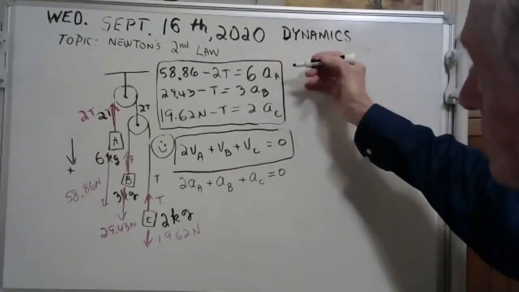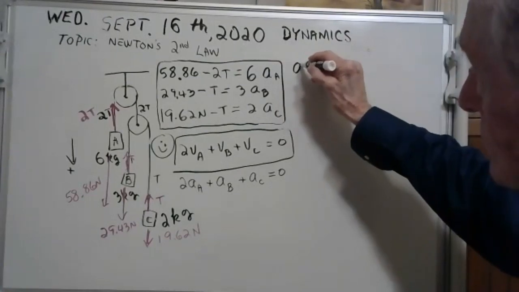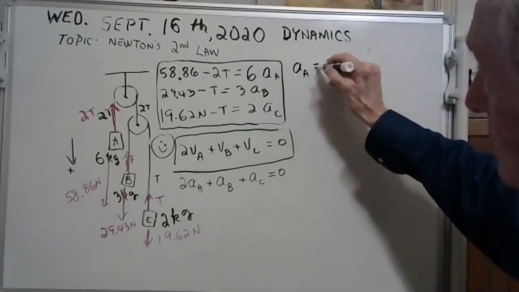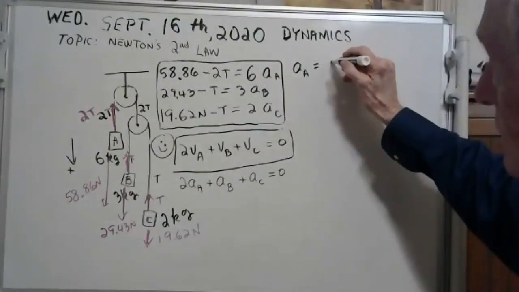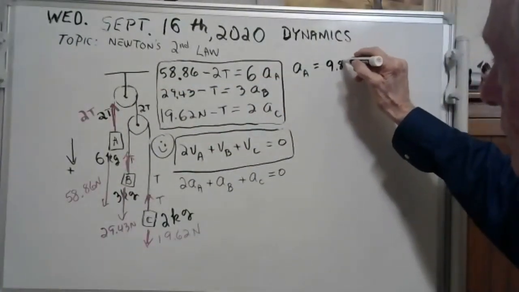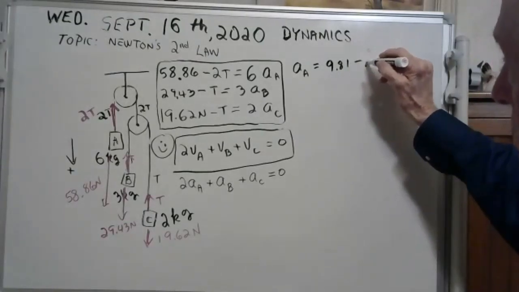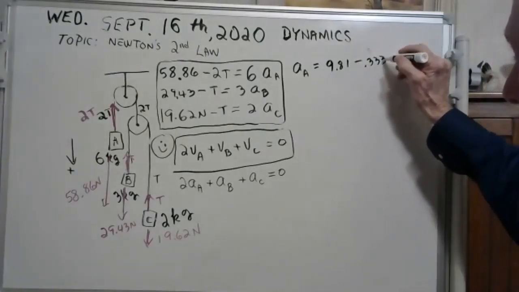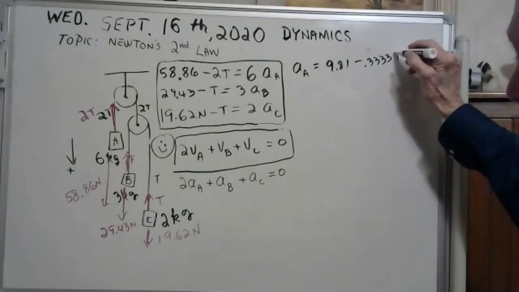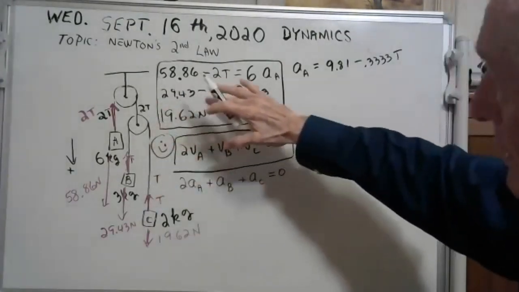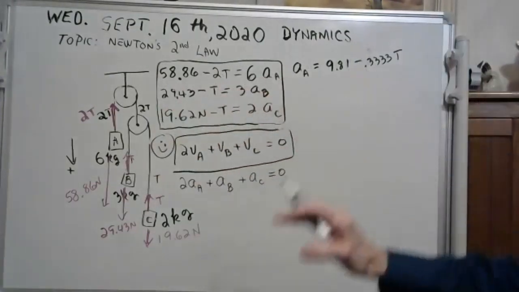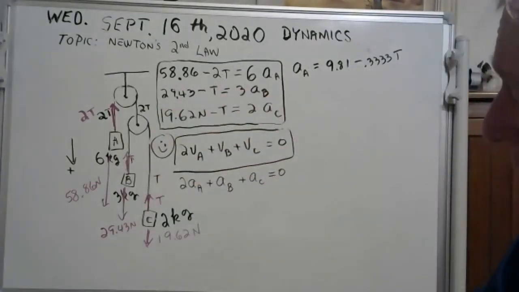I would solve this equation for the acceleration of A. Just divide by 6. Now, when you divide that by 6, what you'll get is 9.81 minus 0.333, a bunch of 3s, T. Can you get from here to here? Can you make it? Maybe you better double check me there. Make sure I did that right.